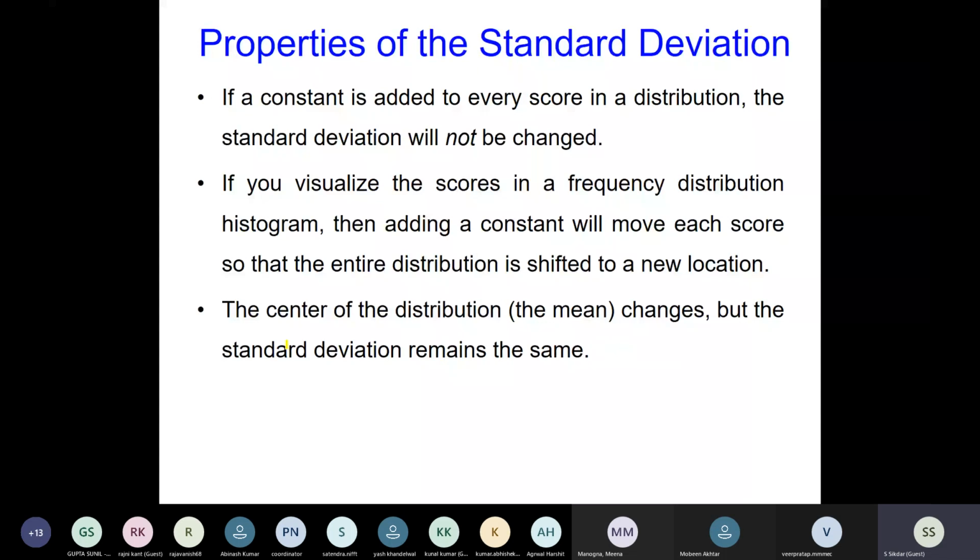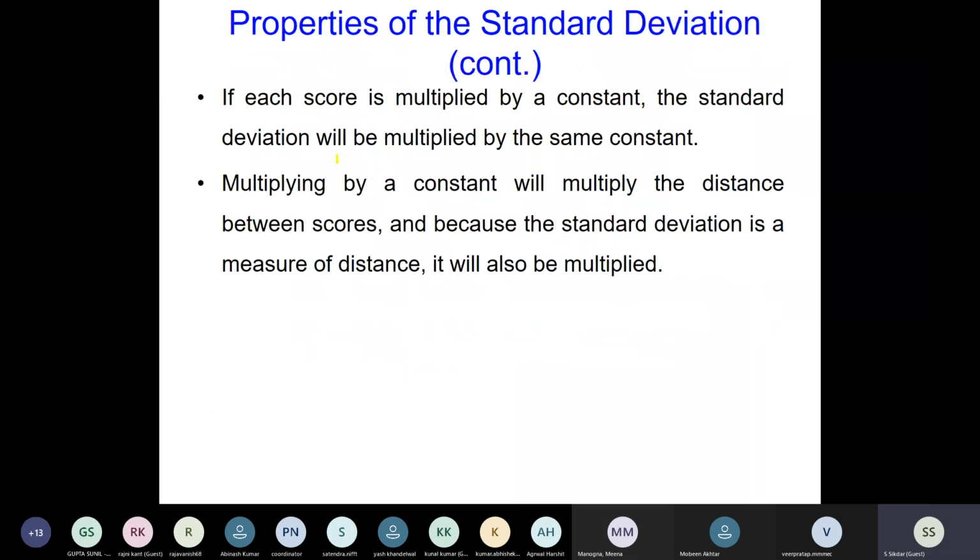As I said, your distribution will move to the right, so the mean value will change, but the standard deviation does not, because all the corresponding values are changing. And if each score is multiplied by a constant, the standard deviation will be multiplied by the same constant. Multiplying by a constant multiplies the distance between the scores, and because the standard deviation is a measure of distance, it will also be multiplied. So these are simple rules.